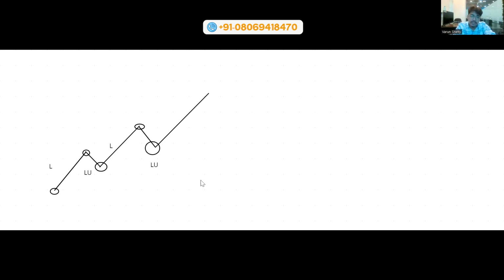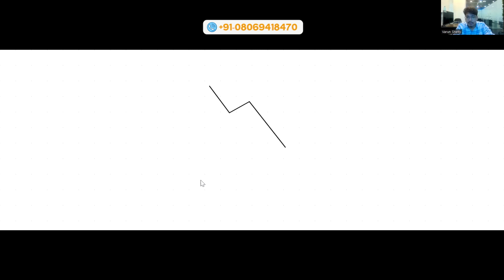Similarly, there is short and short covering as well. If I just reverse this, then you can see. Okay, so first price will fall down. Some people will sell, price will fall down. Okay, after that, some people will book their profits. Price will slightly move up. Then again, some people will sell at the high. Again, price will fall down. Some people will book their profits and so on and so forth. So that is how generally short and short covering works.